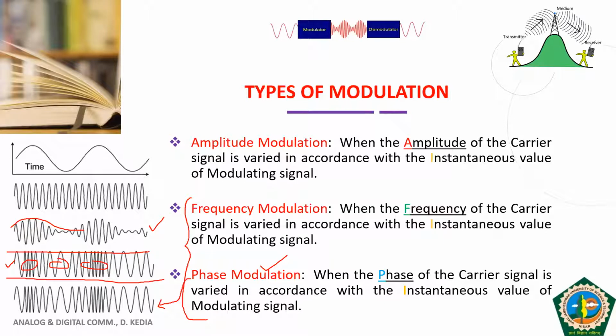And you keep this in your mind, that the amplitude of the carrier is varied in amplitude modulation, frequency is varied in frequency modulation, and phase is varied in phase modulation. Fine. I hope now by looking at the types of modulation, all of you are clear about the concept of amplitude modulation, frequency modulation, and phase modulation. Fine. Now let us move forward.